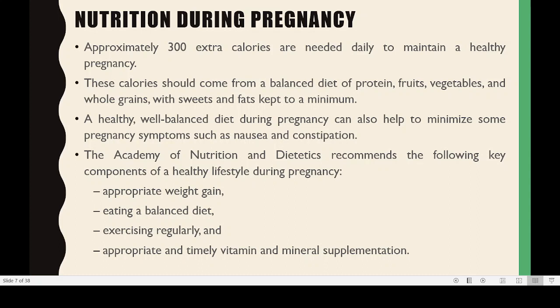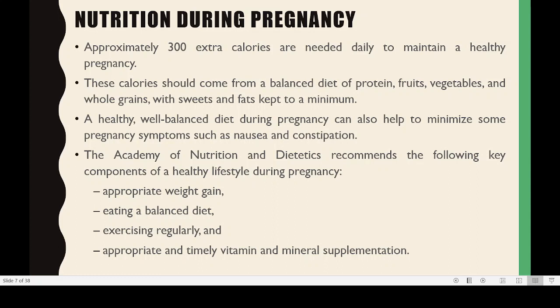Then eating a balanced diet. This is also important. Why they are stressing this is that many women who are pregnant naturally get chocolates, ice creams and other things. If you are eating these kinds of food items, the problem is that it will only increase your fat, and it is not going to give you the nutrients, proteins, minerals or vitamins needed by your body. So you look fat or chubby, but at the same time, your body may not have sufficient minerals or vitamins. Then exercising regularly. That is another important thing. Regular exercise is also important.